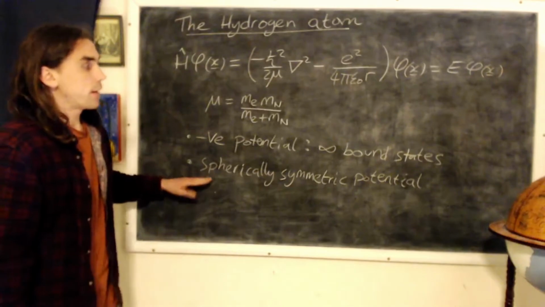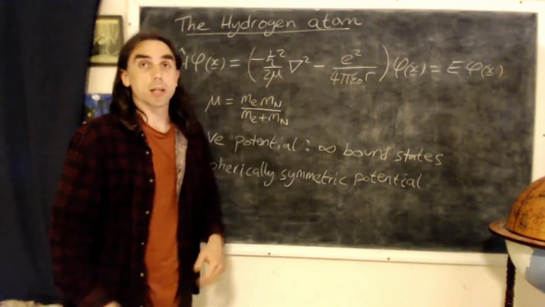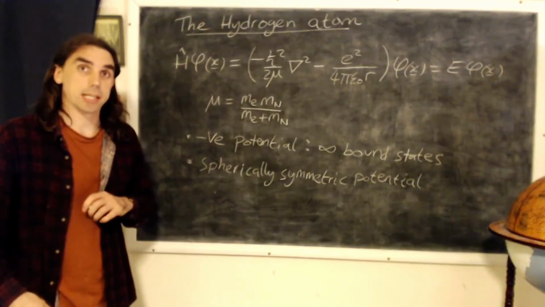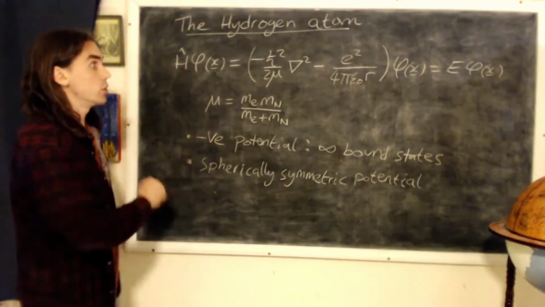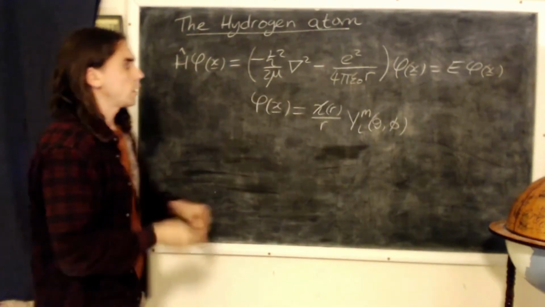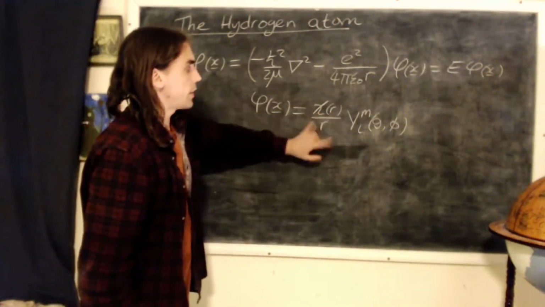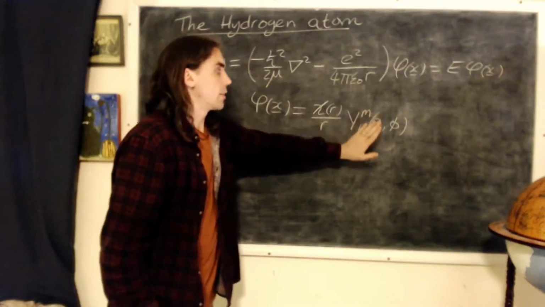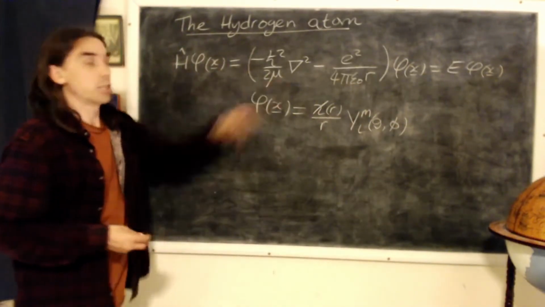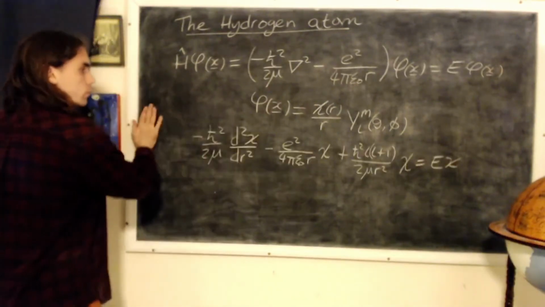The fact that we have a spherically symmetric potential means that we can bring to bear all the tools we developed in the previous video where we studied such cases in generality. So let's take a look at the solutions here. We can substitute an ansatz of the form chi as a function of r divided by the radius r, multiplying the spherical harmonics Y_lm as a function of theta and phi. Substituting it in, we get the following form.